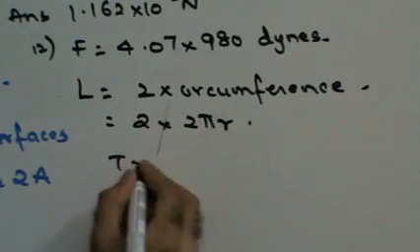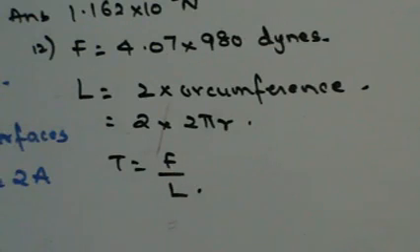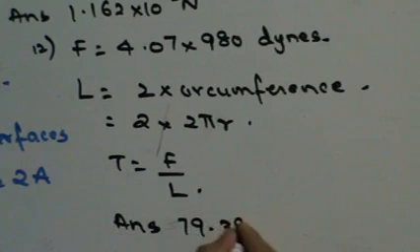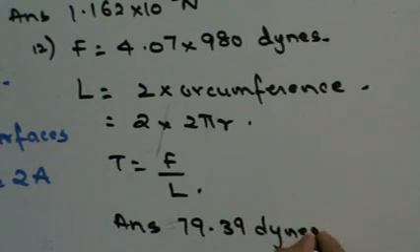Once I have this, I can say T is equal to F upon L. The force they had given you in terms of grams, I converted into dynes. How did I do that? We know that F is equal to mg. So I used g as 980 centimeters per second square, and that's how I got dynes. So you will get your answer here. The answer for this sum should be 79.39 dynes per centimeter.